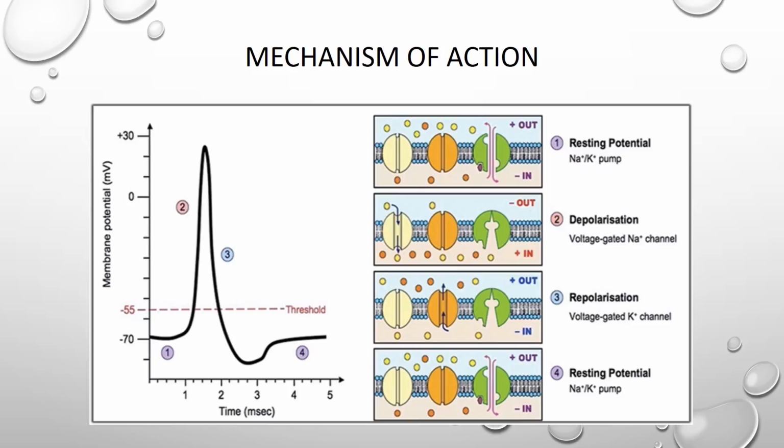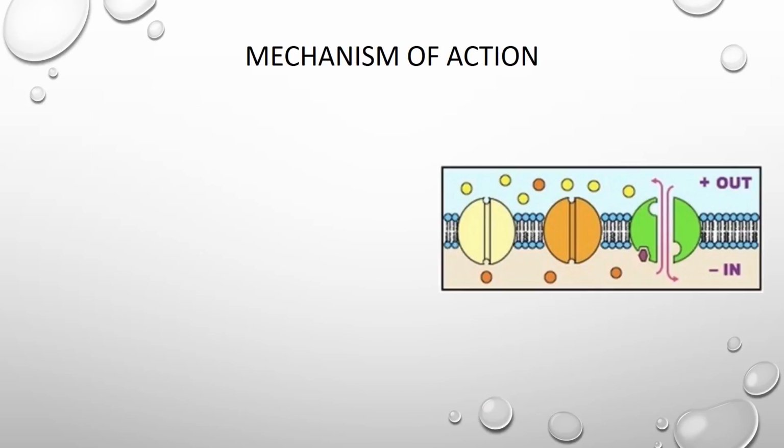Each neuron has a designated negative resting membrane potential. The resting membrane potential is maintained by the sodium-potassium pump, which helps balance the influx and efflux of positive sodium ions and negative potassium ions in and out of the cell. Now let's look at a single action potential illustrated by this picture.